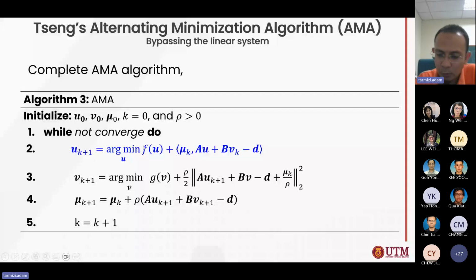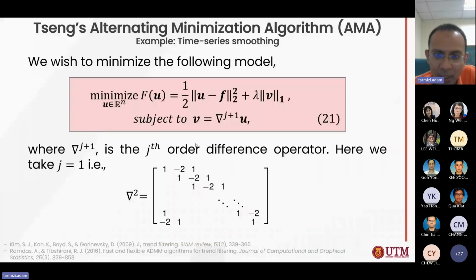We will try to show some examples of this AMA for time series smoothing. So this is the model that we wish to minimize using AMA for the time series smoothing. We have this function 21 over here, subject to this constraint. This nabla j plus 1 is the jth order difference operator. For this talk, I'll just take j equals 1, so you have the second order difference operator, which, if you put that into matrix form, is going to be something like this.